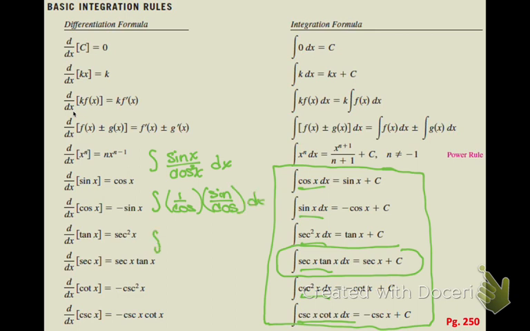So then you have the integral of the secant of x, tangent of x dx. Well, the derivative of secant of x is what? Secant tangent? So do you see how you can use your derivatives to do integrals? You don't have to have both. So it is the secant of x plus c.